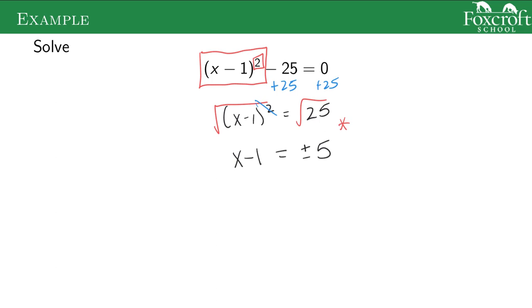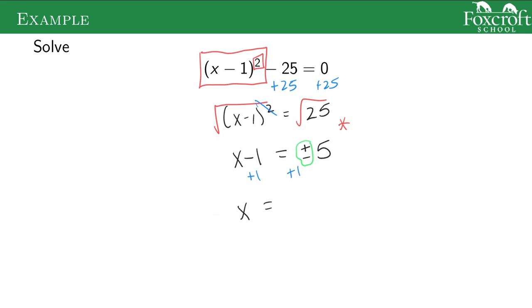to get rid of this minus 1 that's next to the x. So I need to add 1 to both sides. And here's one thing that's kind of confusing. Some people might say that my final answer is plus and minus 6. I could say I'd add the 1 to the 5. But really, this plus and minus is saying there's two different answers. There's a positive 5 and a negative 5.